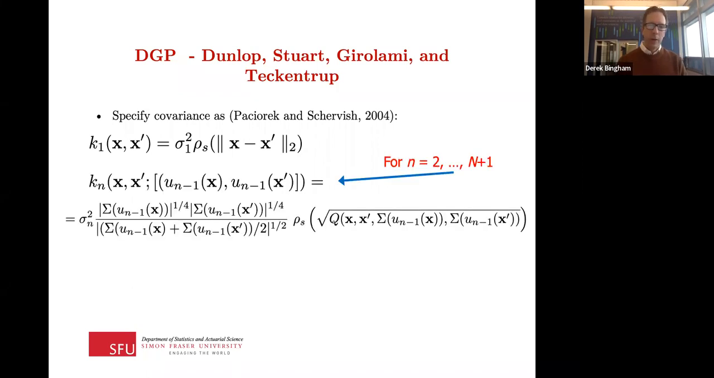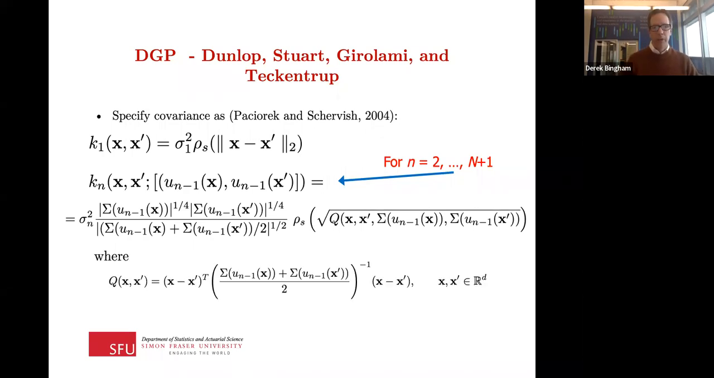The subsequent layers, you're like, oh my gosh. If there are any grad students online, this is where they start checking their email. So don't do that. What we want here is the correlation between an observation at X and an observation at X prime. All the stuff before the correlation, before rho, are terms to make this a covariance function. So what we want is this rho S bit, and the stuff that goes in it. The important part is this Q.